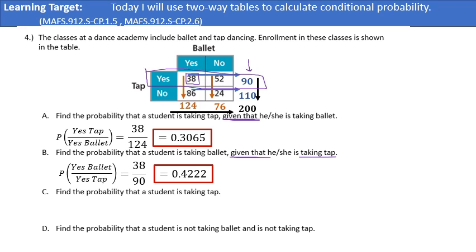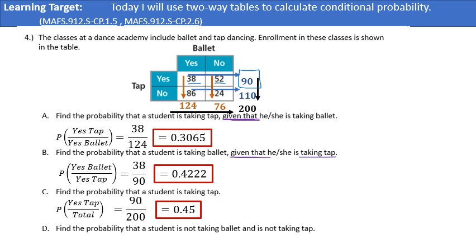All right, we got two more problems. C, find the probability that a student is taking tap. Look at that. Do we see a given that? No, we don't. What does that mean? That means we're taking it out of everybody. So we're going to find the probability that a student said yes to tap out of everybody. All right, so how many people said yes to tap total? That means they could say yes or no to ballet, which means the total is going to be 90. 90 people said yes to tap. This would be 90 over 200, which is 0.45.